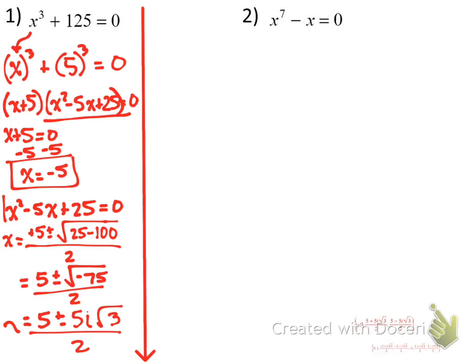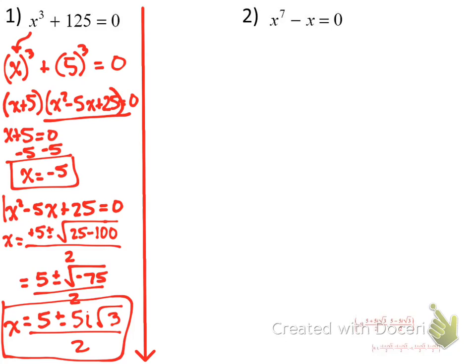These are 2 solutions, right? Because we have x equals 5 plus 5i radical 3 over 2, and we have x equals 5 minus 5i radical 3 over 2. So this is the second and third solution. Okay? Make sense? We talked about this yesterday a little bit. Yes? Okay.